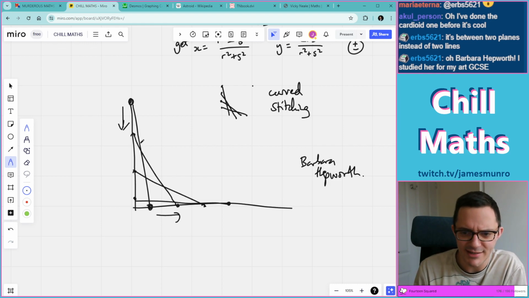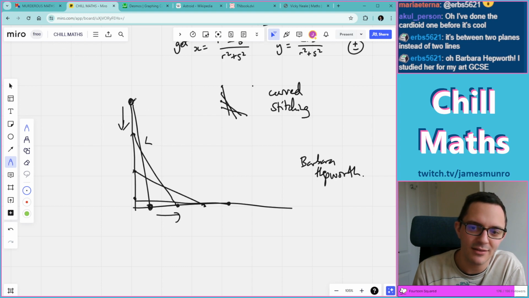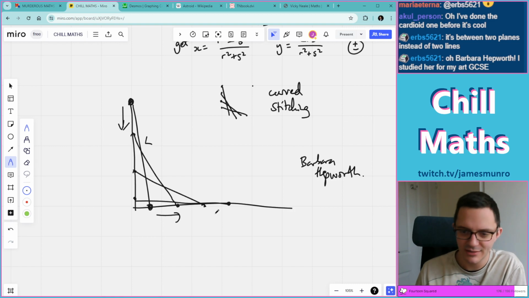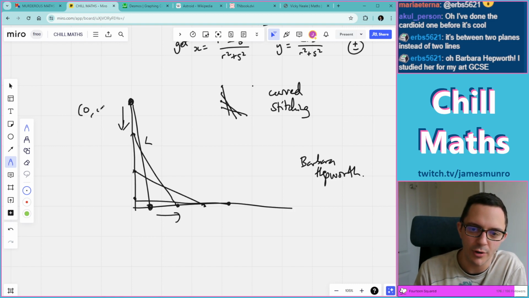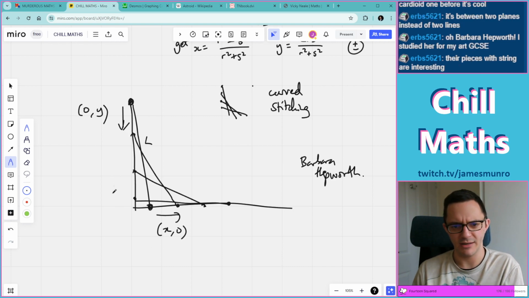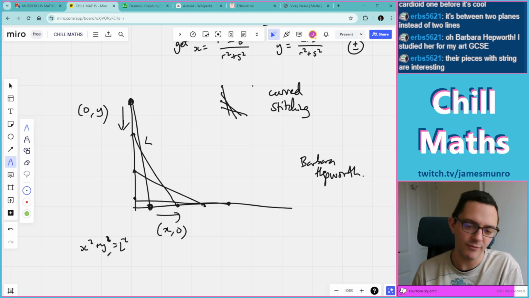I'm not sure I want to do this ladder falling over problem. I think I've described it. You've got a ladder of fixed length, and as it slides down, it will trace out those other points. I guess this side is at 0, y, and this side is at x, 0, and the rule is something like you need x squared plus y squared to be L squared. Oh, I've seen that before. It's Pythagoras.